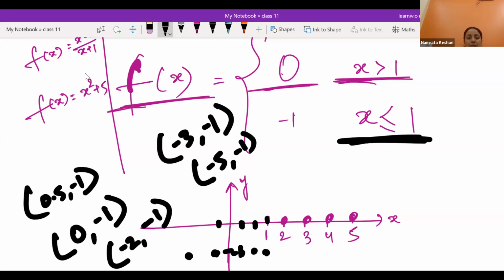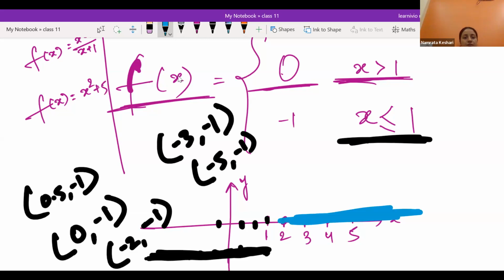And if you keep on locating all those points, you will get a graph like this. A broken graph, pieces of the graph. One of the lines will go like this, and the previous one will give you another line, which will just go through these points. Making sense? Yes, ma'am. This is the graph for this piecewise defined function.